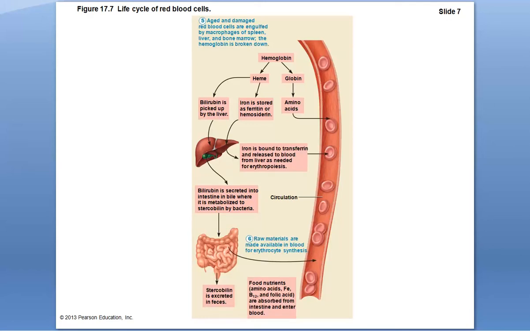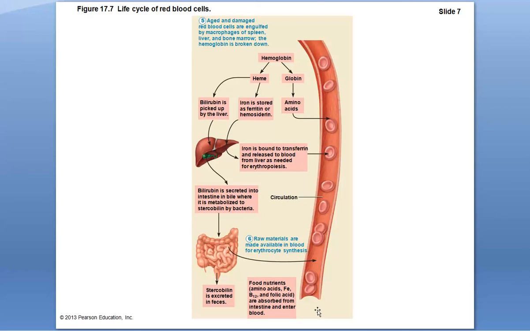Now there's another pathway for heme's recycling, and that is that the iron part of heme can be stored as ferritin or hemosiderin in the liver, and then it can be bound to a protein in a molecule called transferrin. The trans meaning to transfer, ferrin refers to iron, Fe being the chemical symbol for iron, and then that can be transferred in the plasma to red bone marrow where it's used for erythropoiesis.